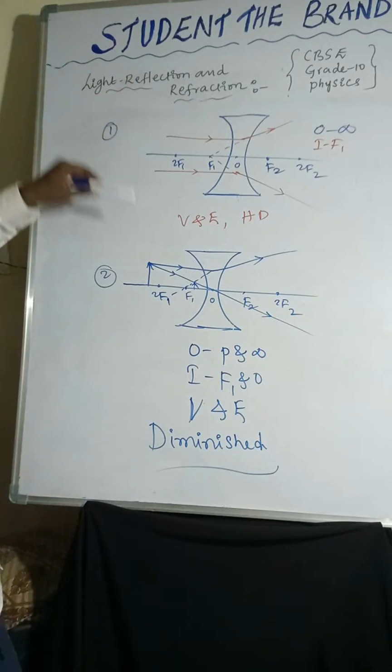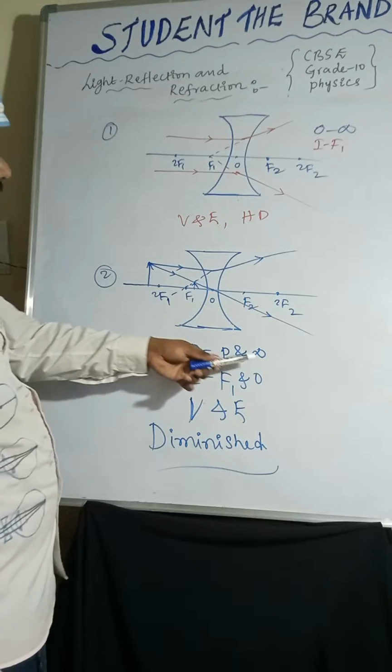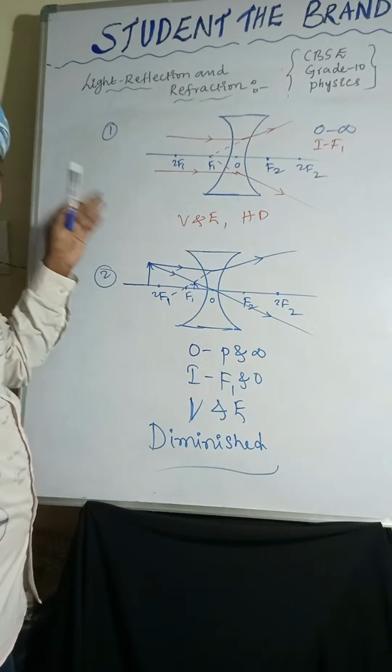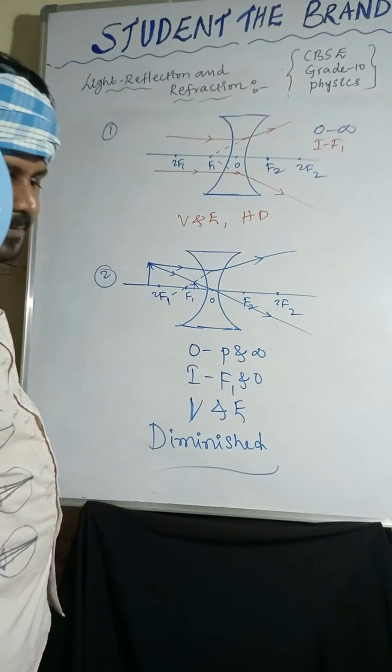Now here the object is placed beyond 2F1, between 2F1 and infinity. Image will form between F1 and O. Nature of the image is virtual, erect and diminished.